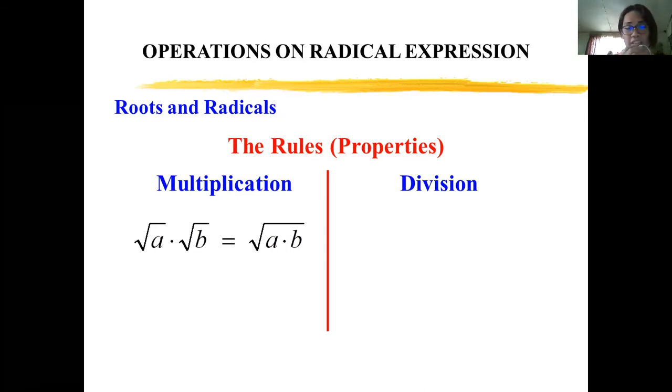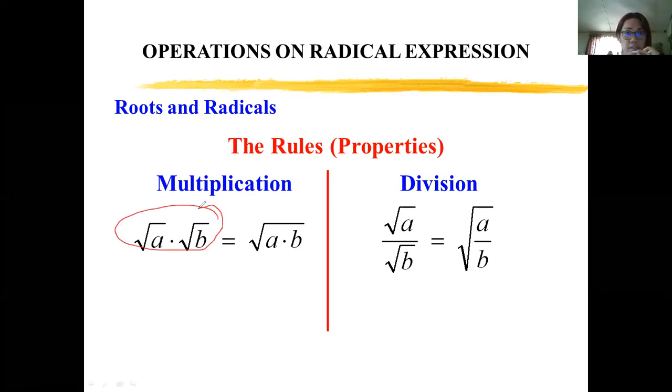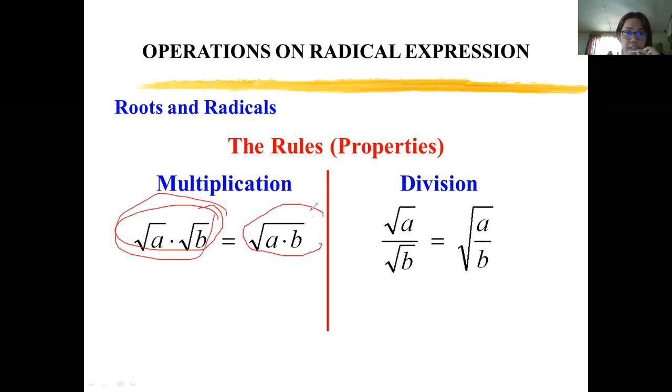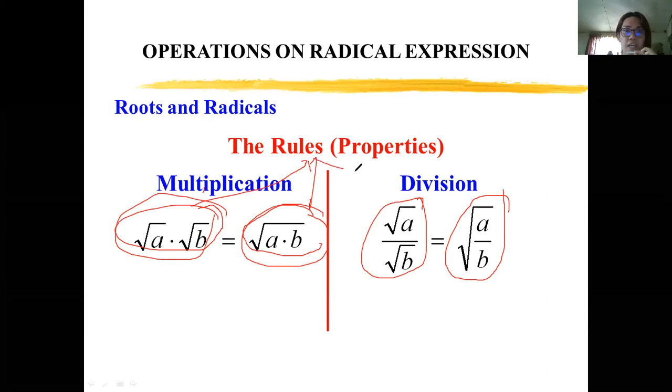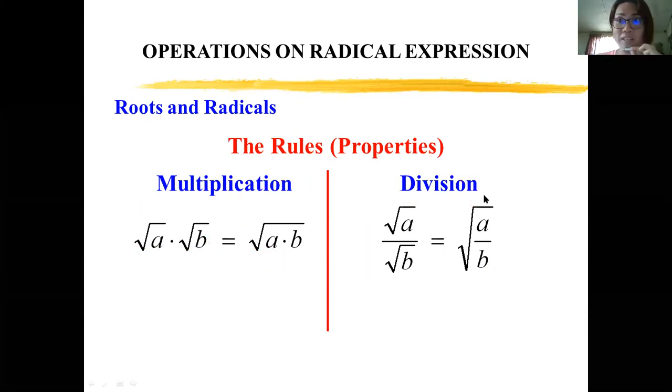Let's continue. Again, the multiplication rule or property for a radical expression is square root of A times square root of B, which is equal to square root of A times B, as you can see on the screen. For the division, we have square root of A over square root of B, that gives us square root of A over B. So in short, they are just the same form. This form can be written in this form. That's why it's equal. These are the properties that we need to remember in multiplication and division of radical expressions. I hope everybody will be able to memorize this, because it's so easy to memorize.